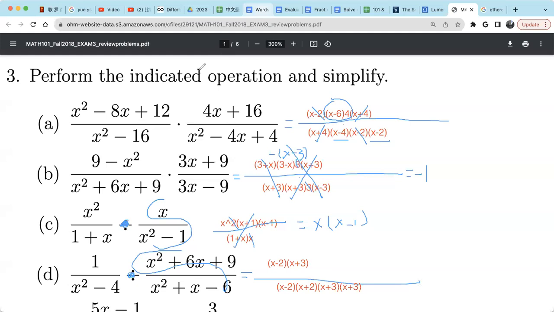x plus 3. Now we look for common factors to simplify. Those two simplify. x plus 3 simplified. We have one left in the numerator. The denominator will have x plus 2 times x plus 3.